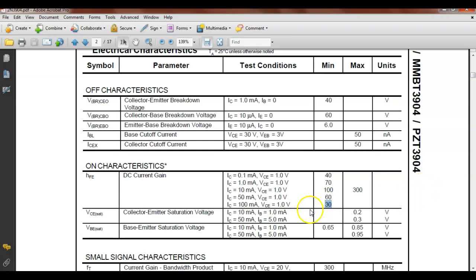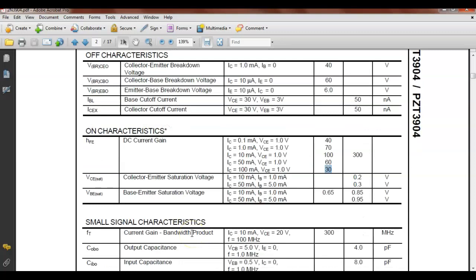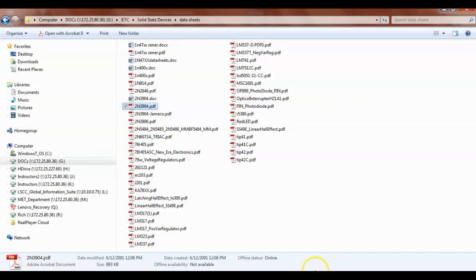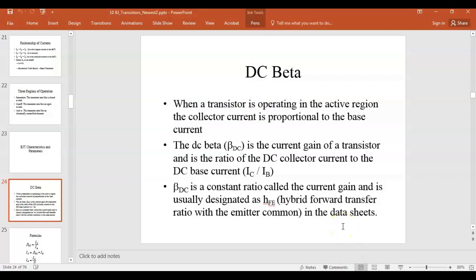For saturated switches, guys, we would use 30. And then for the active region, we would, okay, that was good on remembering that. So DC beta is a constant ratio once we establish it, called the current gain, and is usually designated hFE on data sheets. So good catch.